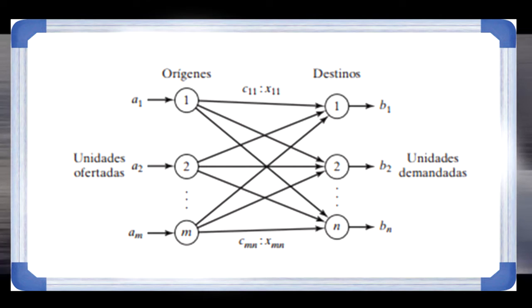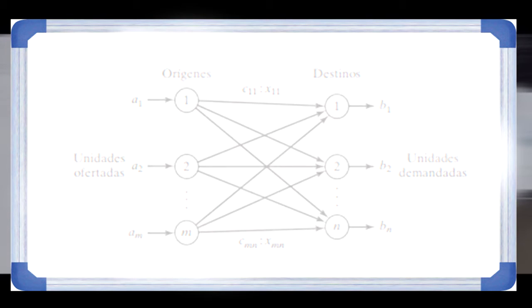The arc that joins origin i with destination j carries two pieces of information: the cost of transport per unit, and the transported quantity. The supply at origin i is S_i, and the quantity of demand at destination j is D_j. The objective of the model is to minimize the total transportation cost while satisfying supply and demand constraints. Next, we are going to explain the following example.